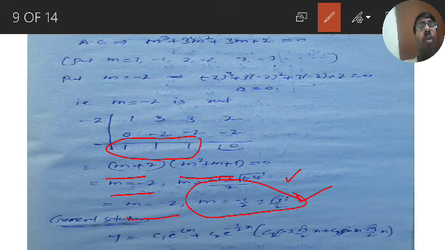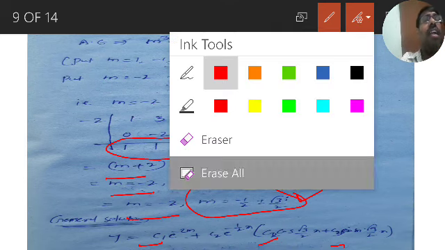For the real root you can write c1 into e power of minus 2x, and for the complex roots you can write e power of minus 1 by 2 x into c2 cos root 3 by 2 x plus c3 sin root 3 by 2 x. First we wrote c1, then you have to write c2 and c3. If there is another term, then you have to write c4, like that. Are you getting it?